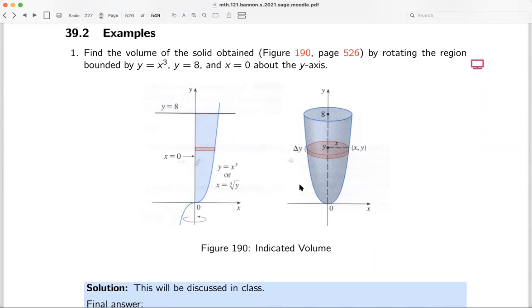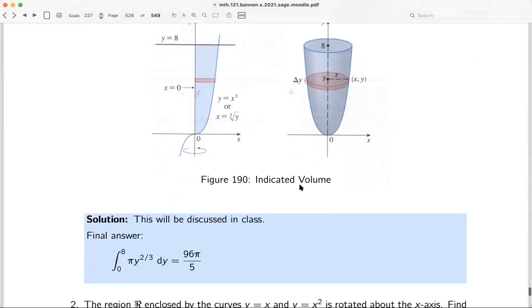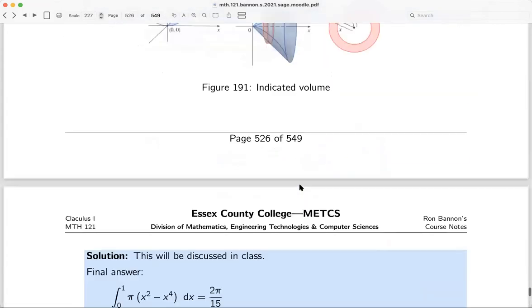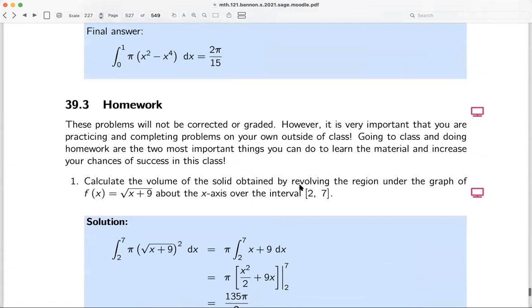How do I do that? Chicken scratch pictures, but I really need to set up an integral. The big issue here is setting up an integral. So we're going to go through example number 1 and example number 2, and then, of course, there'll be a chance for you to try on your own.